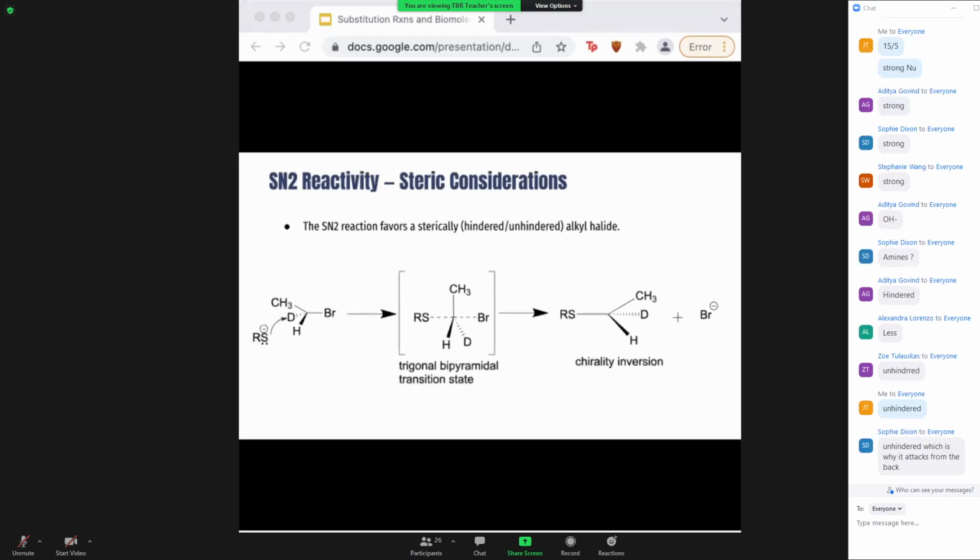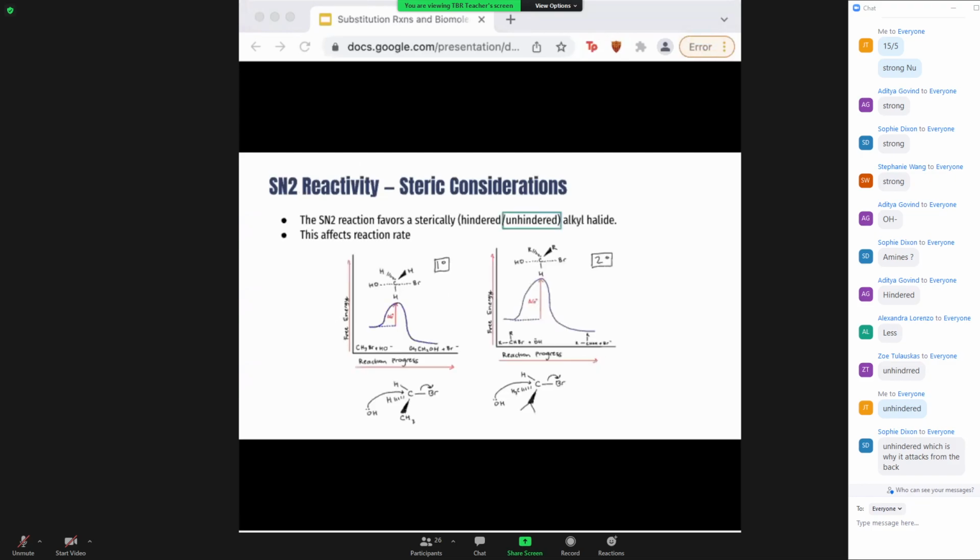Unhindered, yeah, unhindered, which is why it attacks from the back. Exactly. Since the SN2 reaction requires that the nucleophile attacks from behind the leaving group, steric hindrance is actually one of the biggest barriers to the SN2 reaction, because as a molecule becomes more sterically hindered, it's more difficult to attack from the back, and then the SN2 reaction becomes less and less favorable.